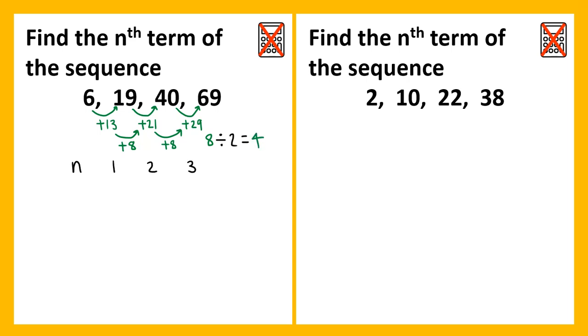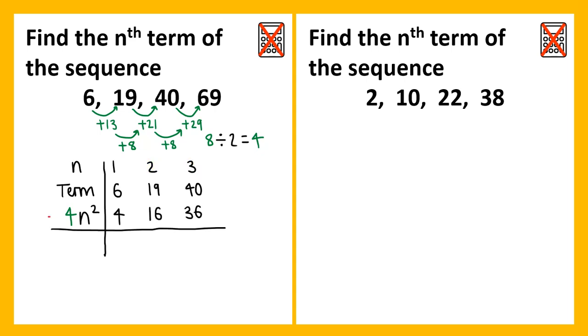Consider the first 3 terms and calculate 4 lots of n squared. 1 squared is 1 times 4, 2 squared is 4 times 4, 3 squared is 9 times 4. Subtract 4n squared from the original sequence to see the linear sequence remaining. 6 subtract 4 is 2, 19 subtract 16 is 3, and 40 subtract 36 is 4.